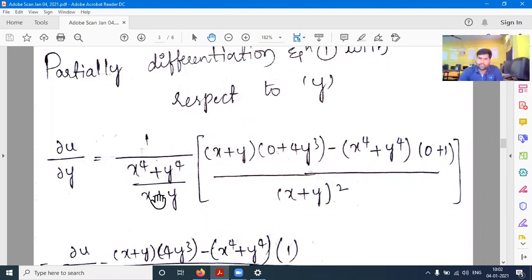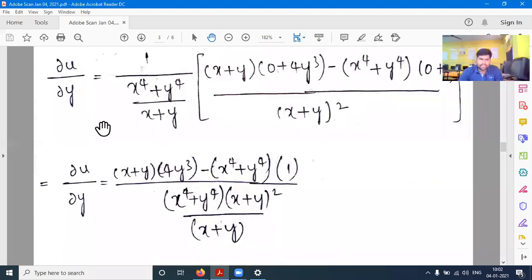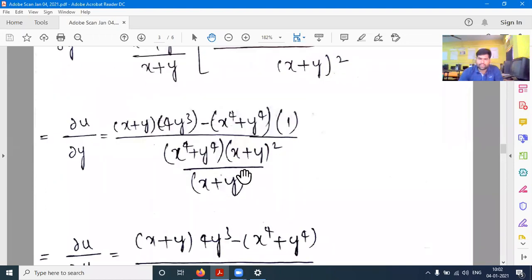So x plus y is the numerator. Differentiation of this one is 4y cube minus x to the power of 4 plus y to the power of 4, into differentiation of the denominator, which is 0 plus 1, divided by x plus y whole square. Same as above, dou u by dou y is equal to x plus y into 4y cube minus x to the power of 4 plus y to the power of 4, divided by x to the power of 4 plus y to the power of 4 into x plus y whole square. Here also one time this one will get cancelled.